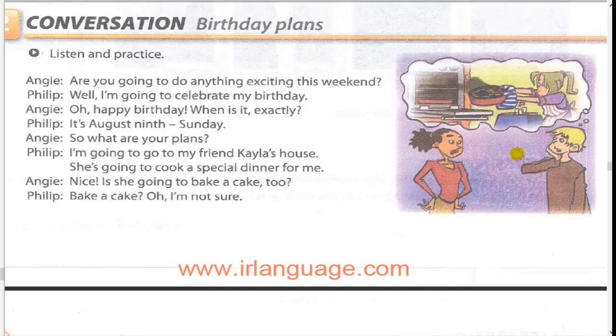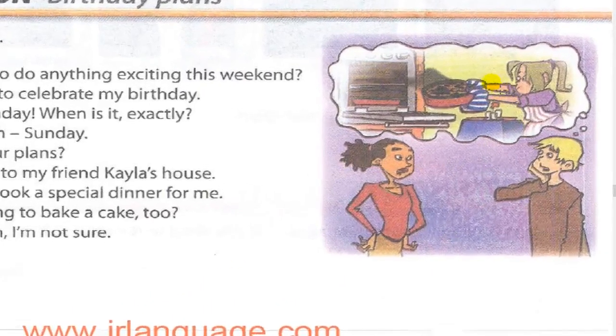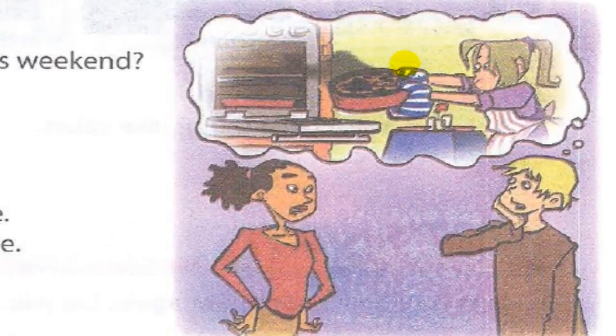Exercise number 2. Look at the picture. What do you see? Young lady, young man. The young man is thinking. He's thinking about what? About cooking. They're talking about food, cooking.